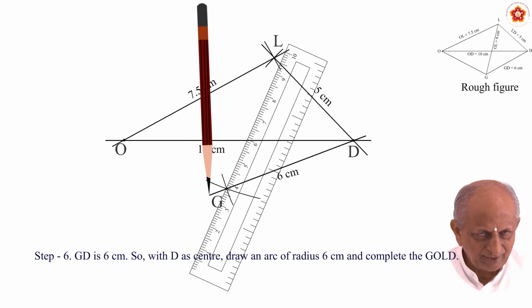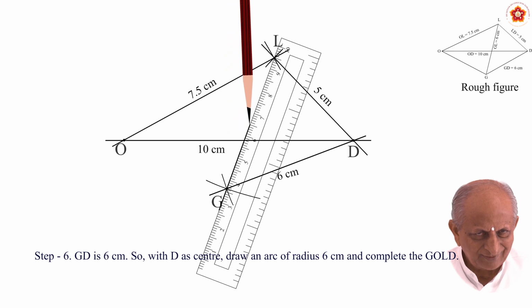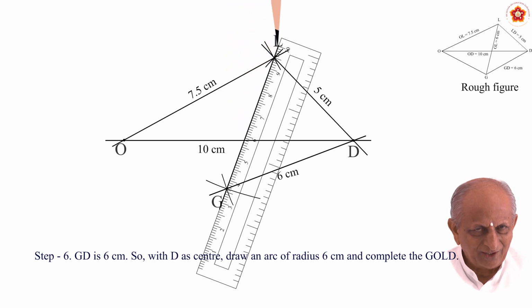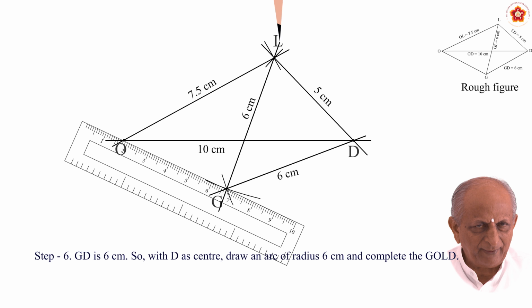Now join the line GD. Join the other line OG. Is it okay? Join the diagonal GL. What is a diagonal? A diagonal is the line segment joining two opposite vertices.